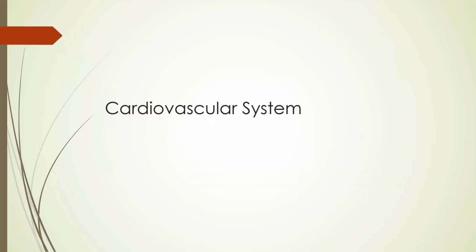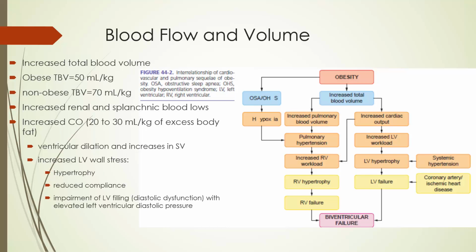So let's go to the cardiovascular system now. Total blood volume is increased in obese individuals, but on a volume to weight basis, it's less than in the non-obese individual. So 50 ml per kilogram for blood volume compared to 70 ml per kilogram in a non-obese patient. Most of this extra volume is distributed in the adipose tissue.